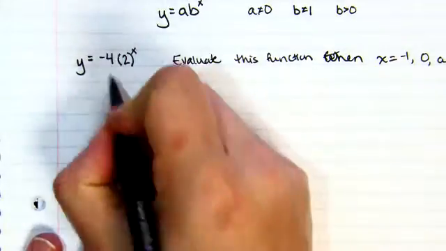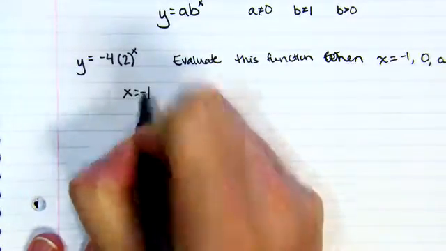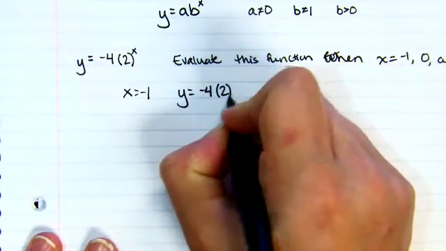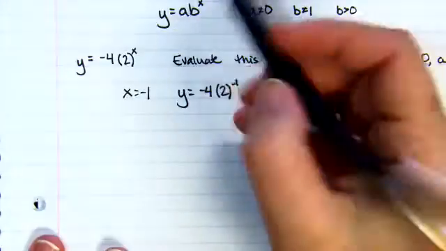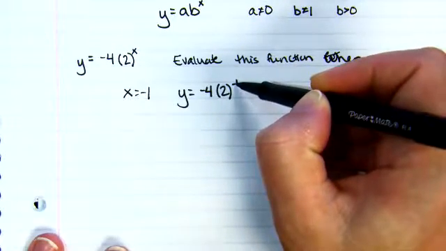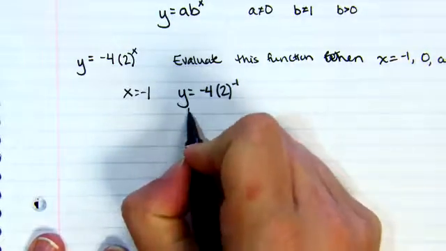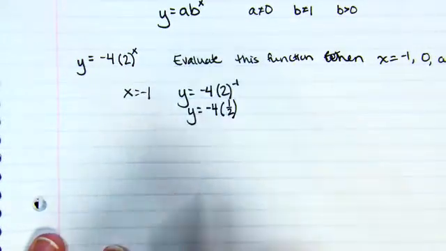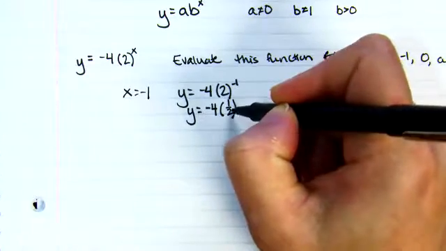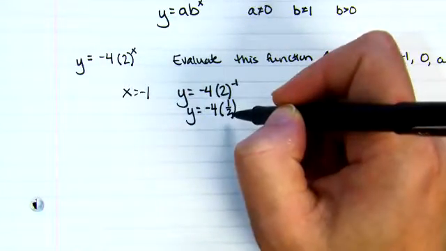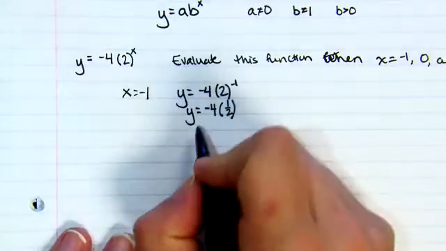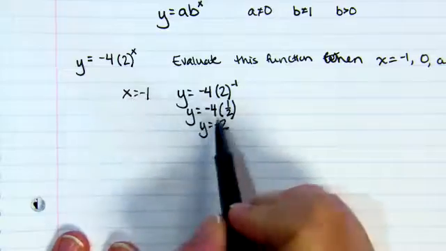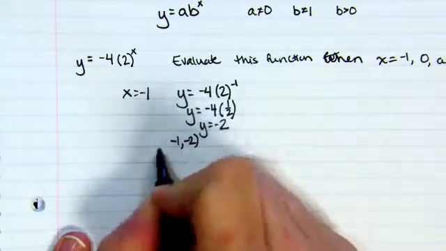So let's start off by substituting negative 1. So y equals negative 4 times 2 to the negative 1 power. Remember, when I'm raised to a negative exponent, that means to flip it over or take the fraction. So that would be negative 4 times 2 to the first power down here, and I don't need to worry about 2 to the first. Negative 4 times 1/2 is negative 2. So when x equals negative 1, y equals negative 2.